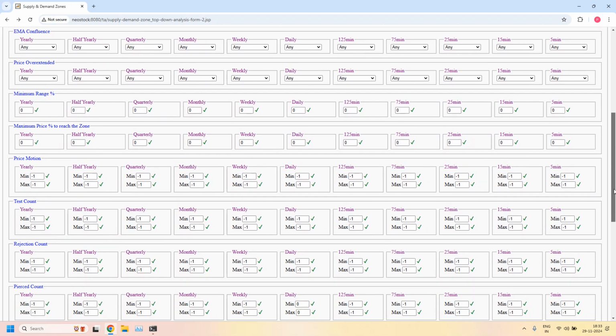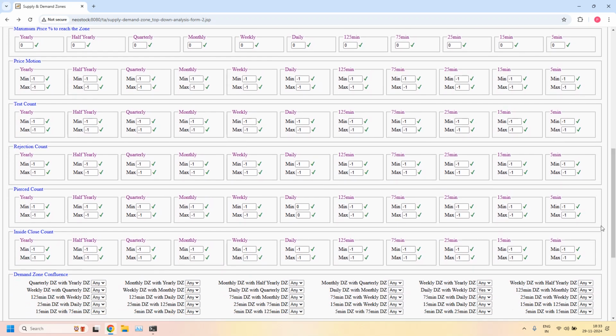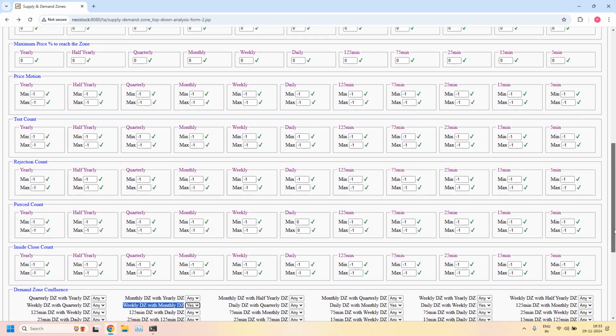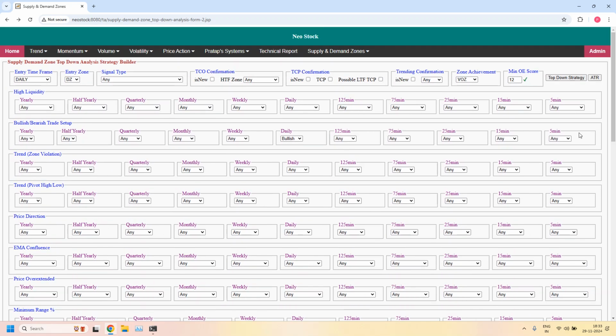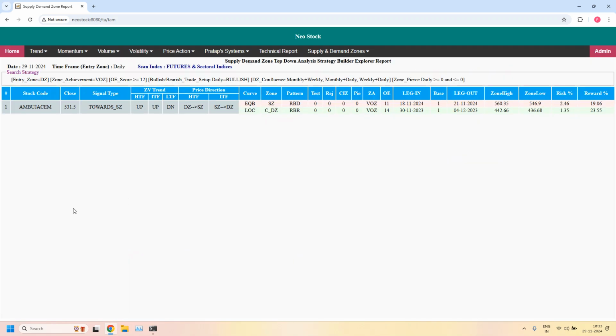In the demand zone confluence, we have to set 3 filters. The first filter is already enabled, that is daily demand zone with weekly demand zone. The next filter is daily demand zone with monthly demand zone confluence. And the third filter is weekly demand zone with monthly demand zone confluence. With all 3 filters, LTF, ITF, HTF demand zone confluence, we got only 1 stock. And this daily demand zone is a high liquidity demand zone.